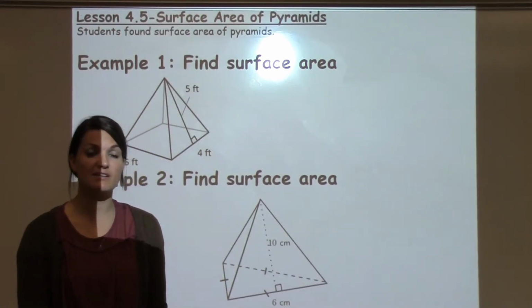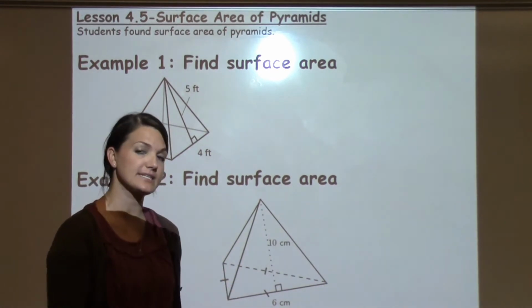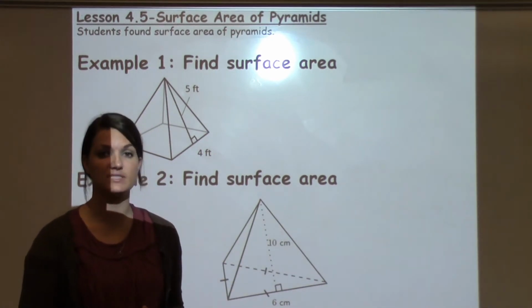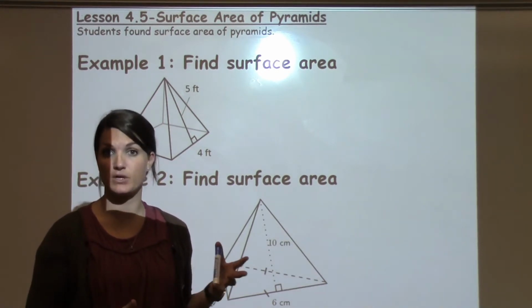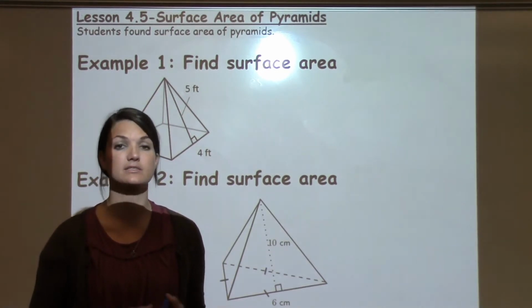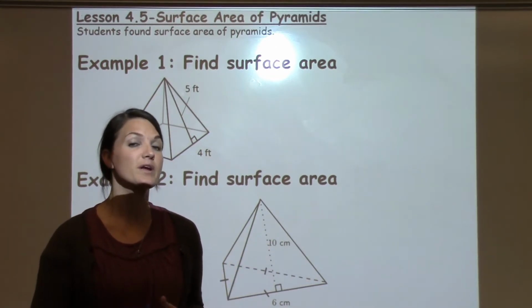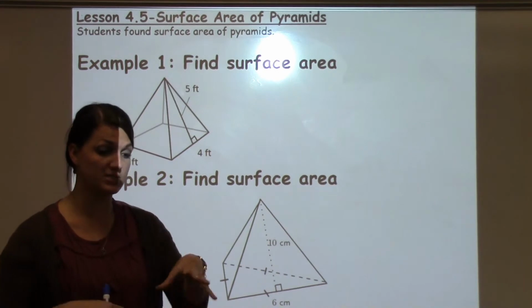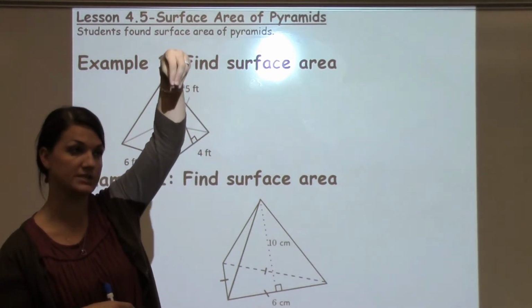Today students focused on finding the surface area of pyramids. So we've looked at finding the surface area of rectangular prisms, we've looked at finding the surface area of cubes, and we've also looked at finding the surface area of other shaped prisms. So pentagonal prisms, octagonal prisms, square prisms, lots of other things. But what we're going to focus on today is pyramids. So shapes that are 3D that come to one tip-top point or one vertex.